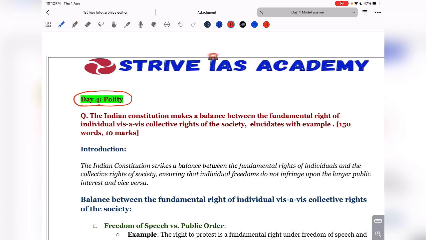Student, before going to discuss the model answer, let me give a small introduction about myself. Dear student, I have given 5 mains and the interview in CSE 2022. During this long journey of preparation, I have come across different kinds of challenges in answer writing. So I am trying to put all my knowledge gathered over time to help you overcome the fear that you are currently facing in answer writing.